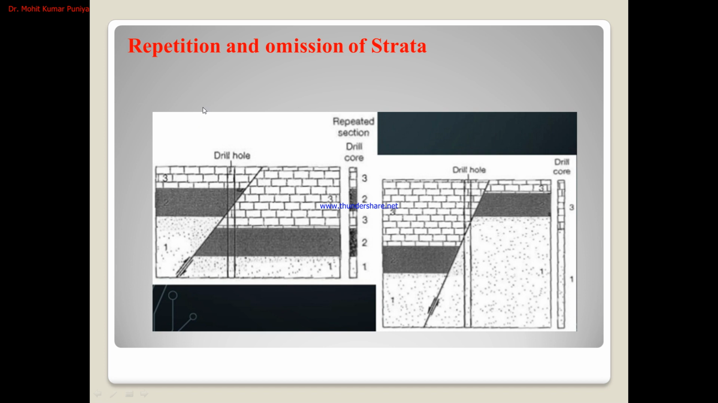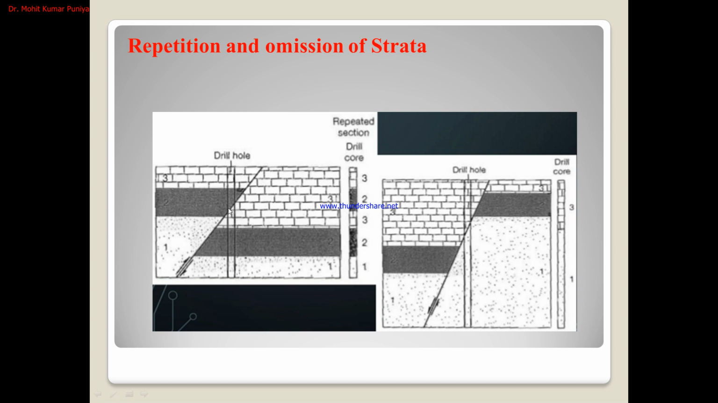Next one, repetition and omission of strata. This criterion is basically usable for subsurface exploration. Suppose that we drill any area and we are getting repetition of strata, as in this sketch, this is dolomite, then we have mafic type of material, then again we are getting dolomite in the core sample.